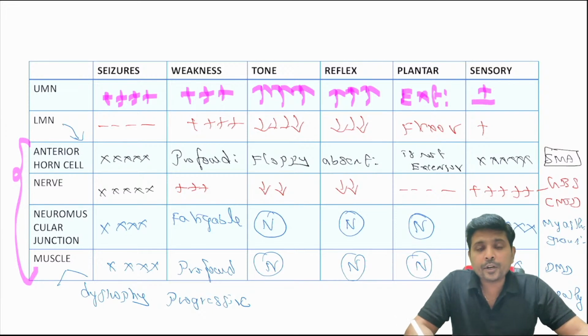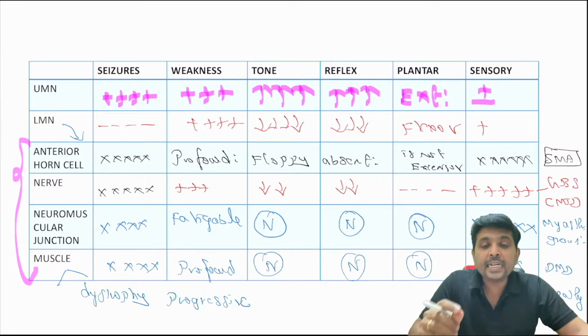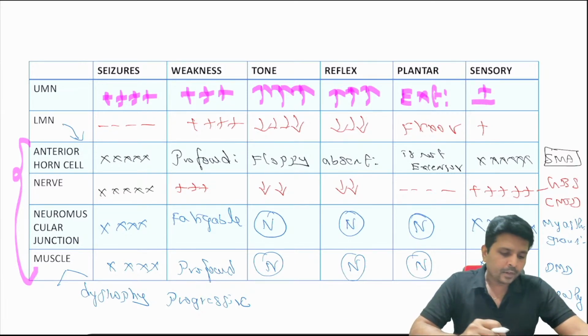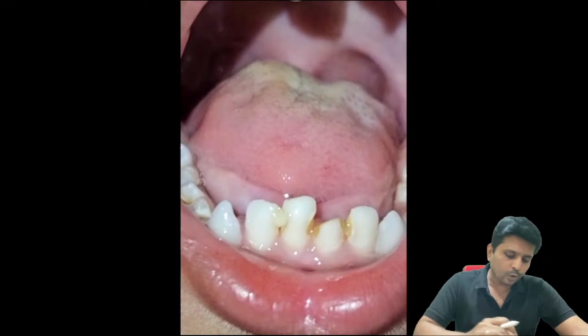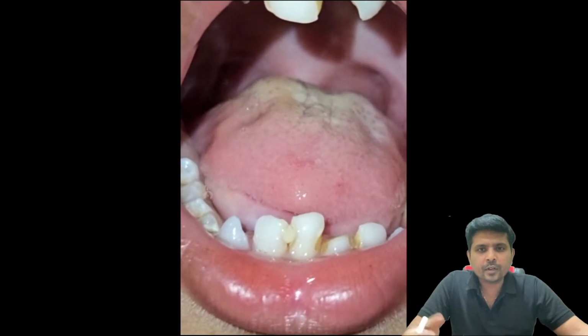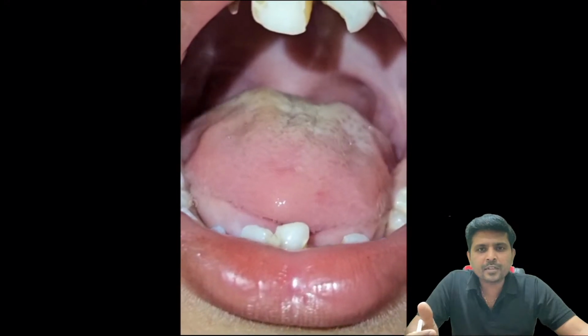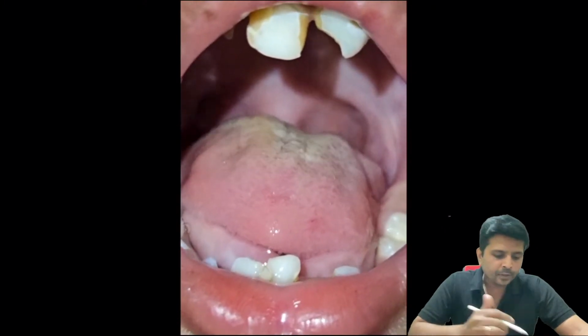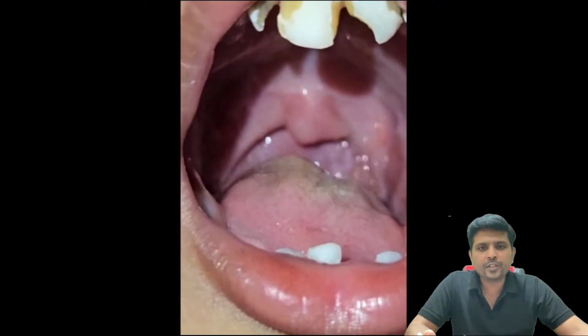So lower motor neuron is characterized by profound weakness, floppiness. The most common cause is spinal muscular atrophy. It is characterized by tongue fasciculation. Do you like to see tongue fasciculation? Look at this video. Look at the fasciculation. Look at how the tongue muscles are moving here and there. This is called tongue fasciculation.